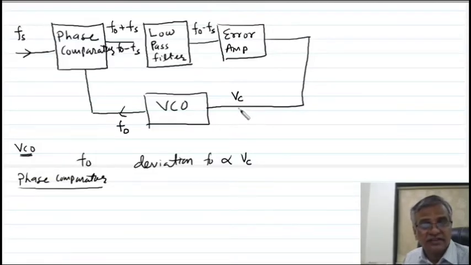Or you can say that this VC changes the frequency of FO towards the incoming frequency Fs and tries to reduce the frequency difference between the two signals Fs and FO. So VC tries to change the frequency of the VCO in such a direction that, as a result, the difference between Fs and FO reduces.